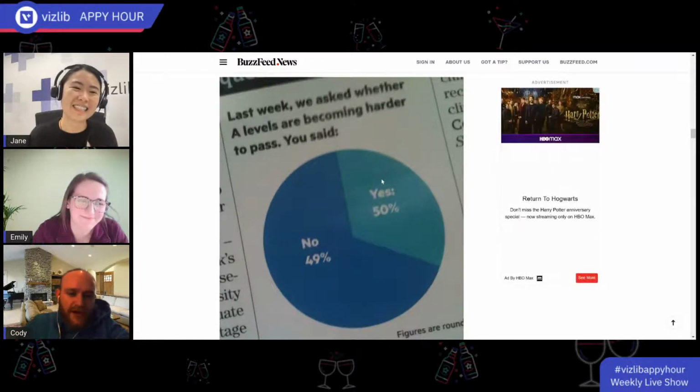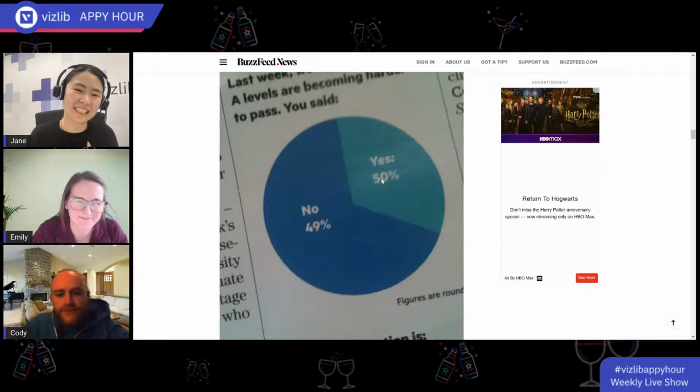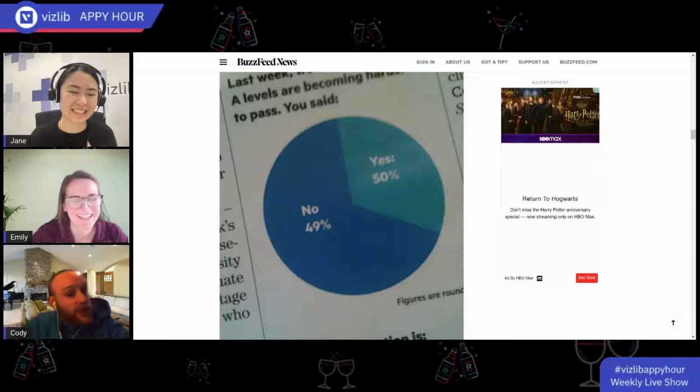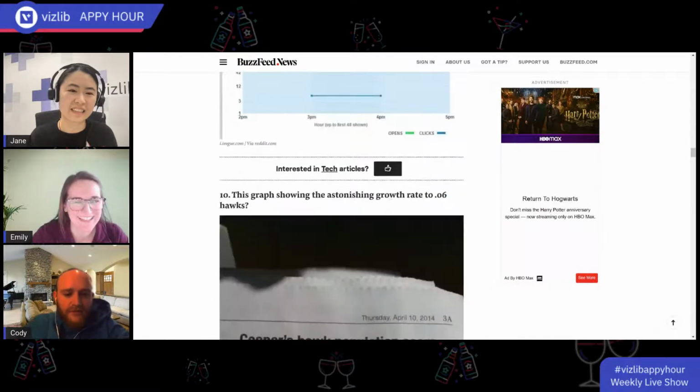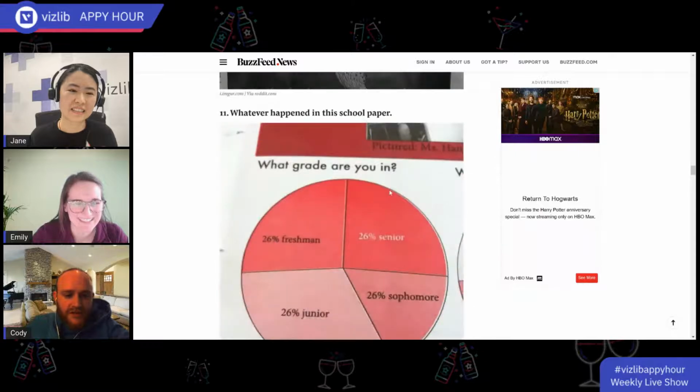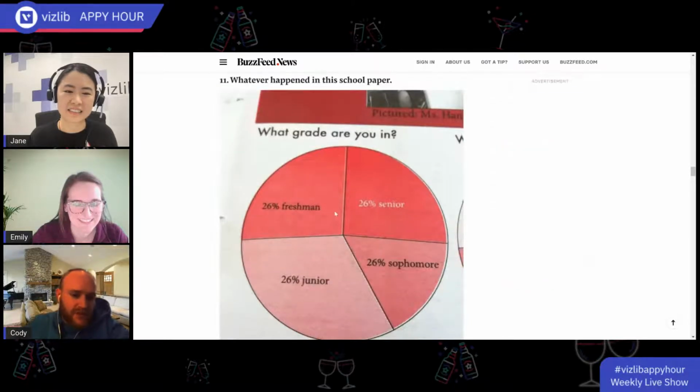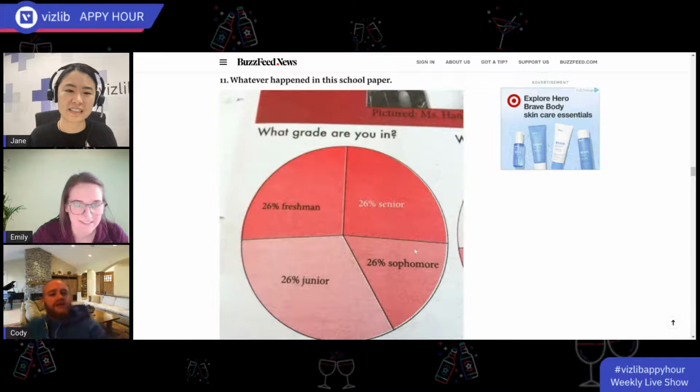Emily, your favorite, the pie graphs, right? Is this the worst pie chart I've ever seen? Honestly, no, probably not. I'm sure you've seen your fair share. Which one was a good one? I believe this one. This one's another good one. They're all 26%, right? But somehow the junior class is way more.